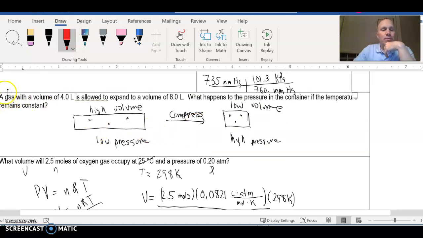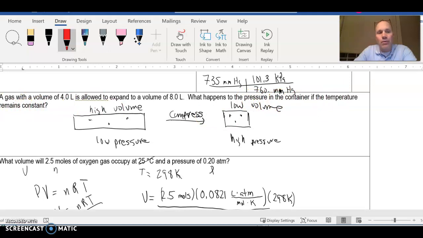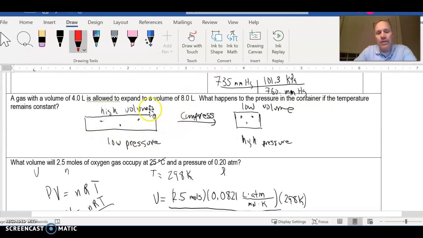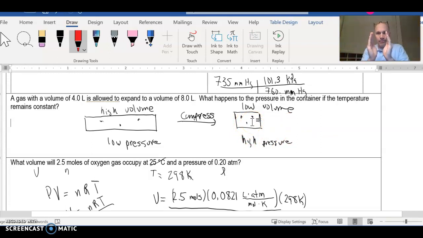All right, in the next problem, we have a gas at a volume of 4 liters that is allowed to expand to a volume of 8 liters. What happens to the pressure in the container if the temperature remains constant? In this problem, think about it this way. If we take a normal syringe, the thing that you get a shot with, and you compress it, when you reduce that volume, you're forcing the air to be in a smaller amount of space, and the pressure inside of there goes up.